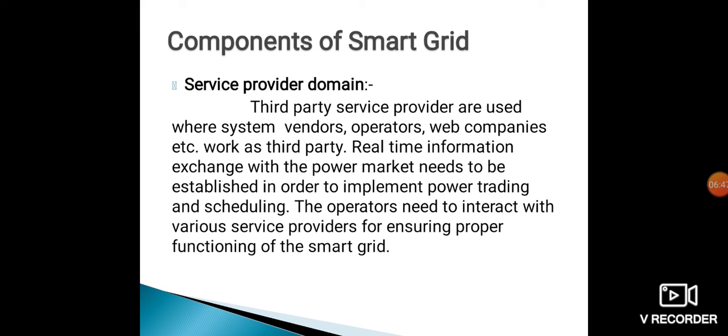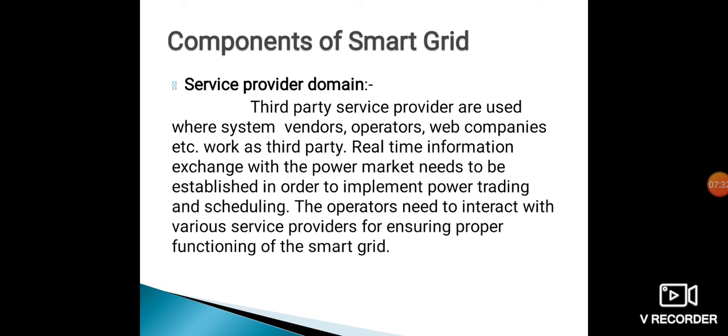Now moving toward service provider domain. Third party service providers are used where the system vendors, operators, web companies, etc. work as a third party. That means the vendors, the operators and the web companies are the third party which acts as a service provider for the customer. So according to the power generating station, these all three are the third party companies, third party service providers.